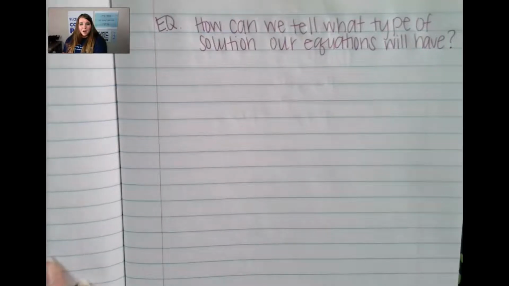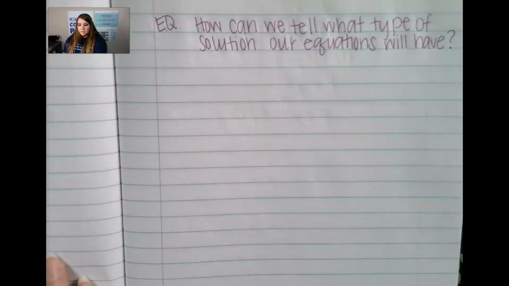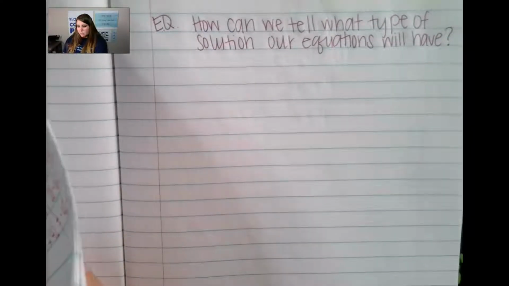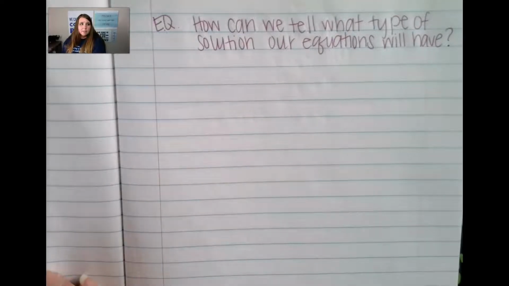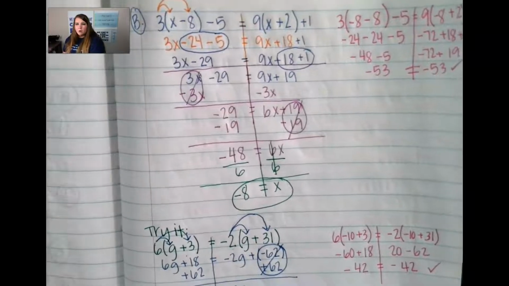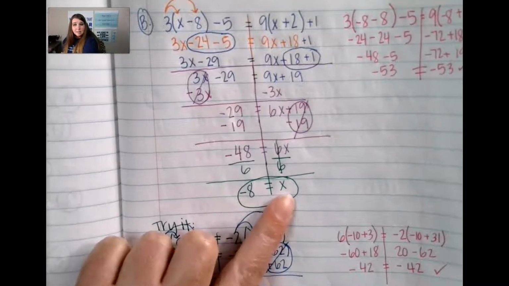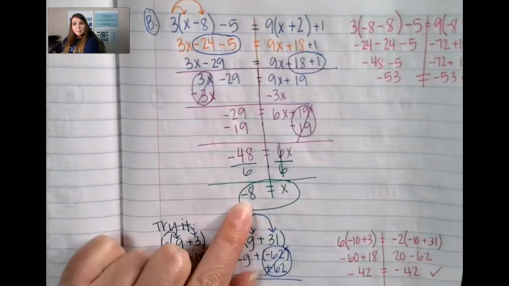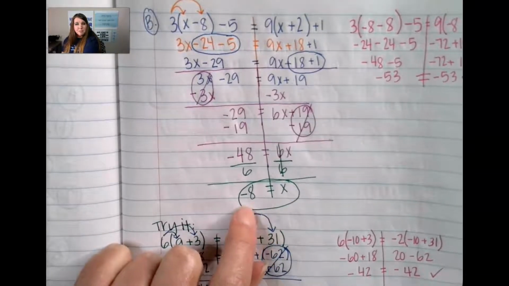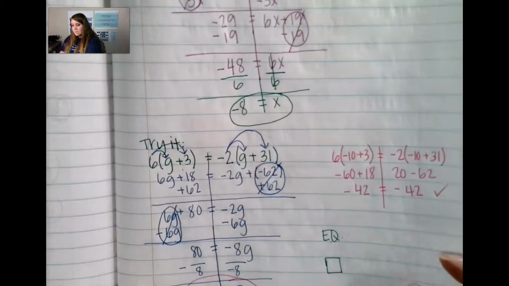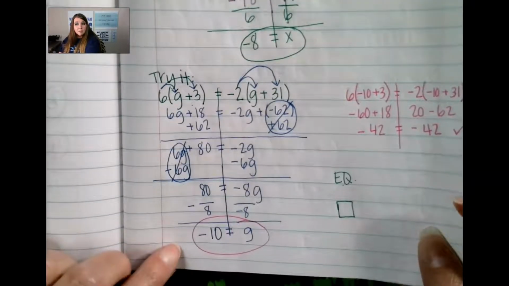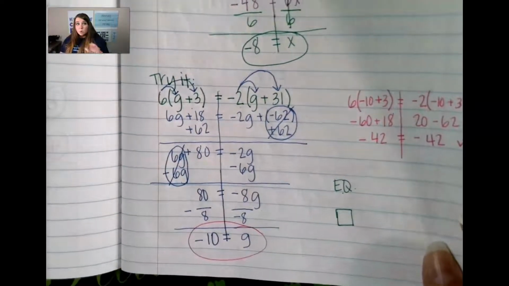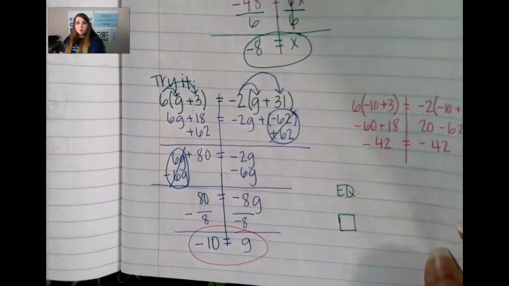Students, we are going to be looking at an essential question today: how can we tell what type of solution our equations will have? Over the last couple of days, we've been looking at big, long problems where we've isolated the variable and ended up with one solution. Problems where it says x equals something or y equals something all have one solution. There's only one answer that makes the problem true.